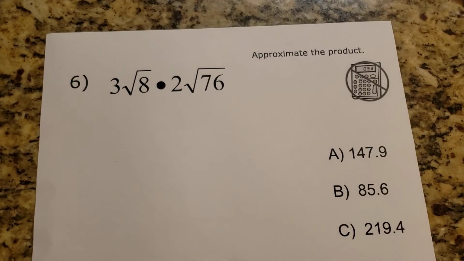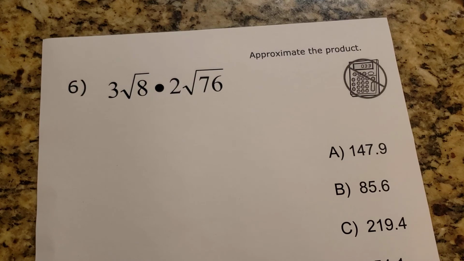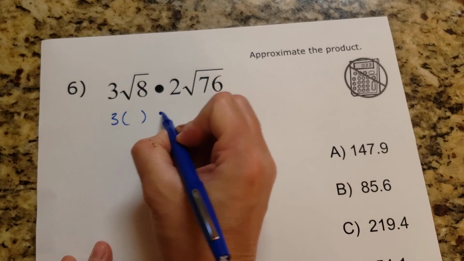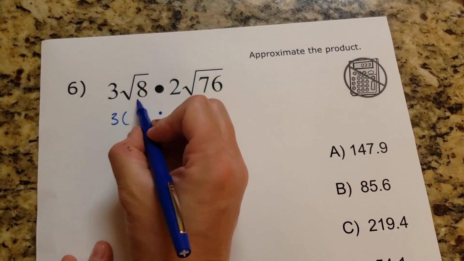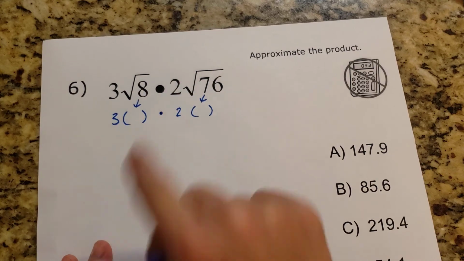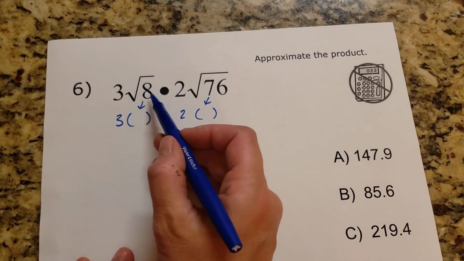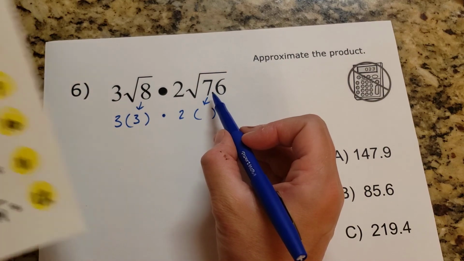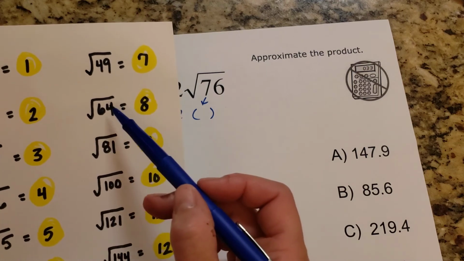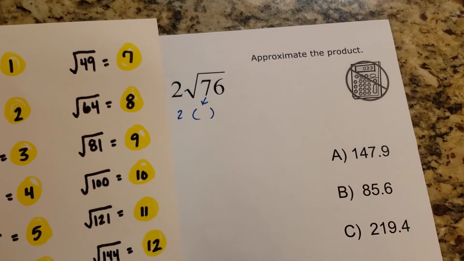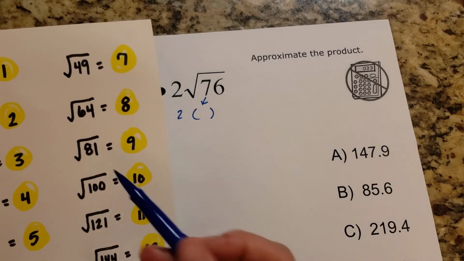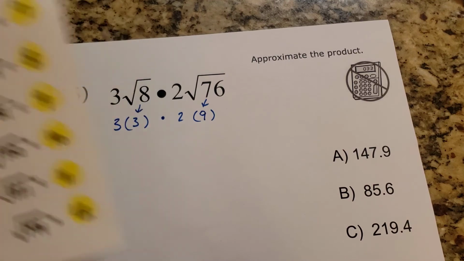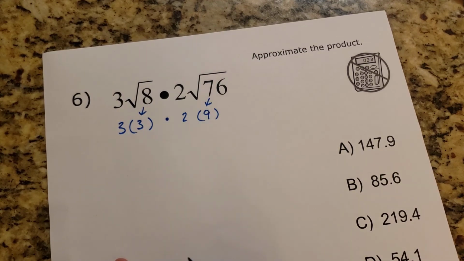All right, last one. If you want to pause the video and give it a try, you can. I want to rewrite both of the irrational numbers. Square root of 8 is really close to the square root of 9, which is about 3. And for the square root of 76, I have to think which one it's closest to here. Probably have to say 81, huh?